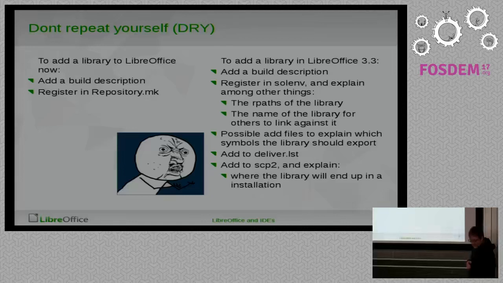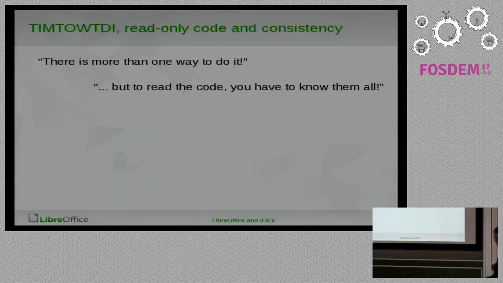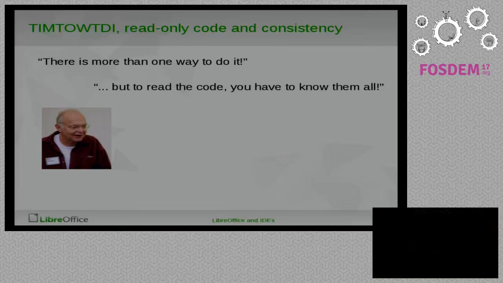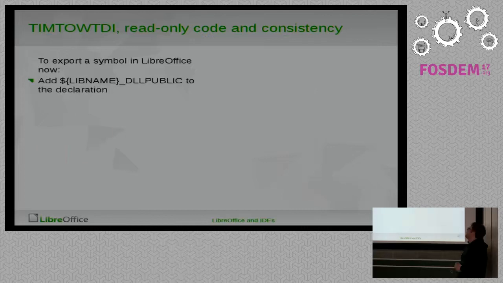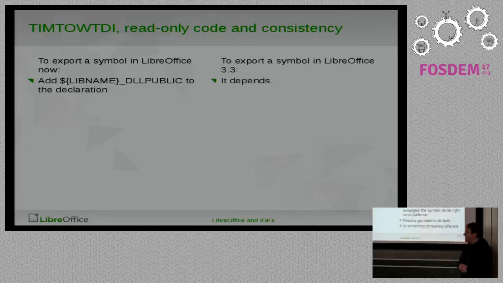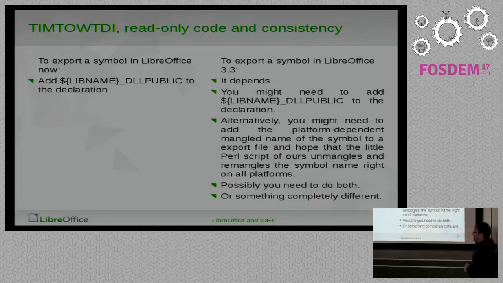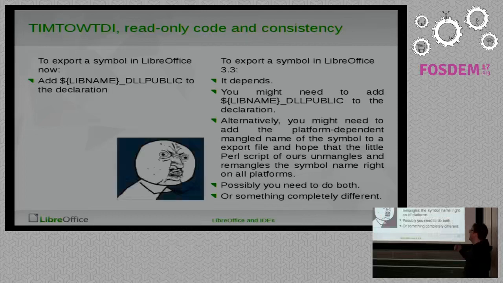The other thing was TIMTOWTDI, so there's more than one way to do it. That's always a bad thing, because you have to know all of them to read what others are doing. By now, if you want to, for example, export a symbol in LibreOffice, you do something simple like this. You add something DLL public to the declaration, and then the symbol is exported. In OpenOffice, you could have multiple ways to do that, and every one would cause interesting, slightly different effects. So again, it was troublesome.